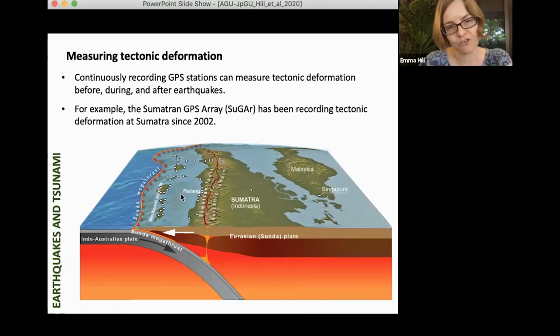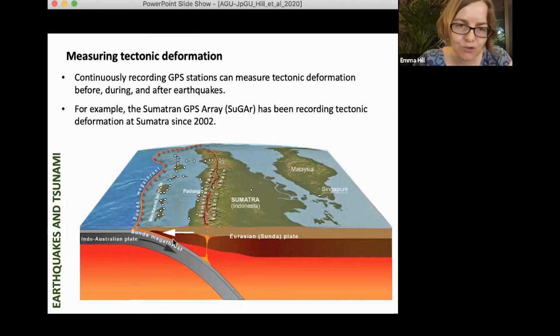This is Sumatra. It was the host of the 2004 Aceh Andaman earthquake, and then a series of great earthquakes after that. And all of these white dots are SuGAr GPS stations, the Sumatran GPS Array. So these are GPS stations that are fixed to bedrock and continuously recording their position. We have the Indian Australian plate diving down underneath Sumatra.